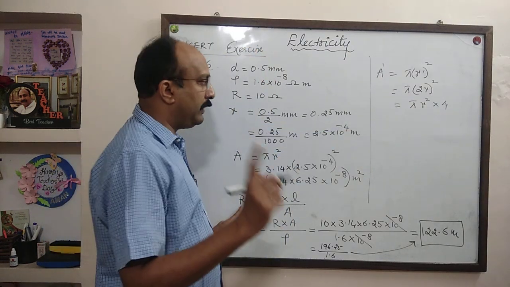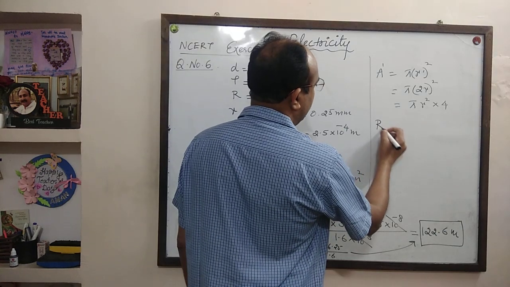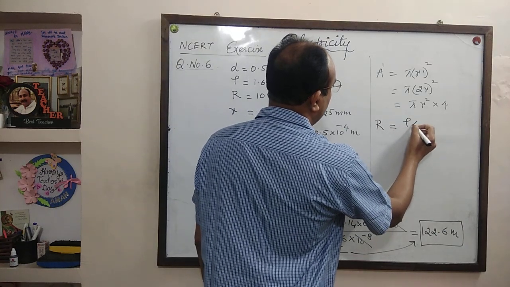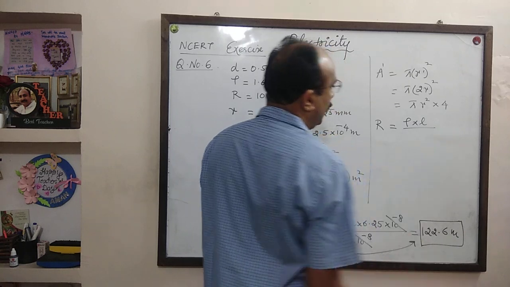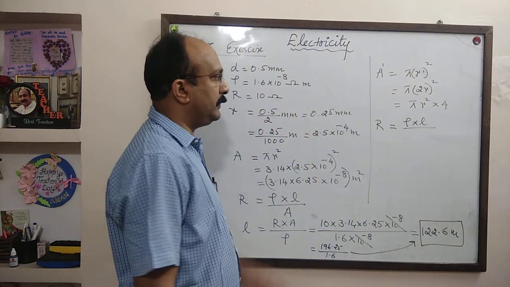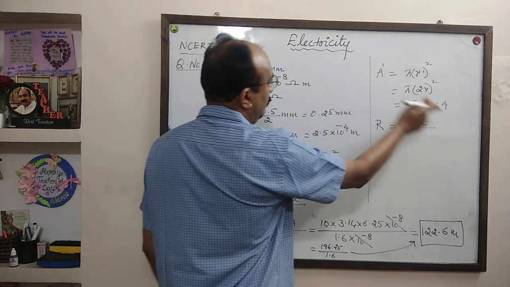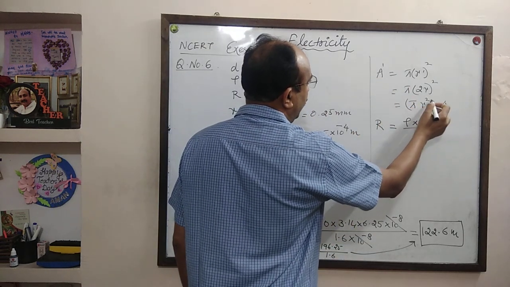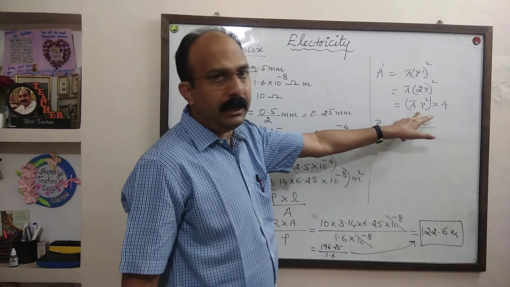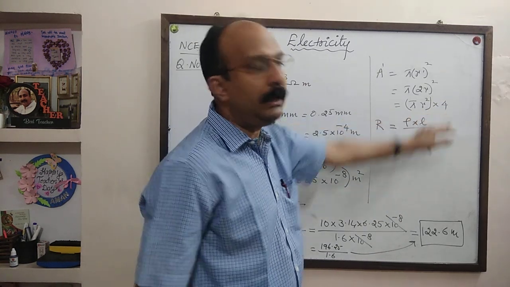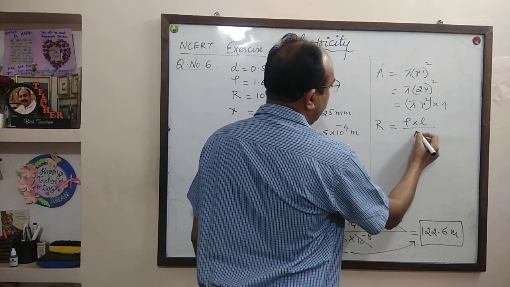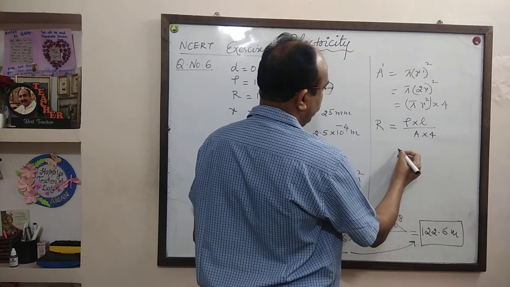Now the question is, what will happen to its radius r? Now R is equal to rho into L upon A. This is the formula. Rho remains same, L remains same. Now A will become, what is pi r square? This is our old area. Now what is the new area? Into 4. So this becomes A into 4.